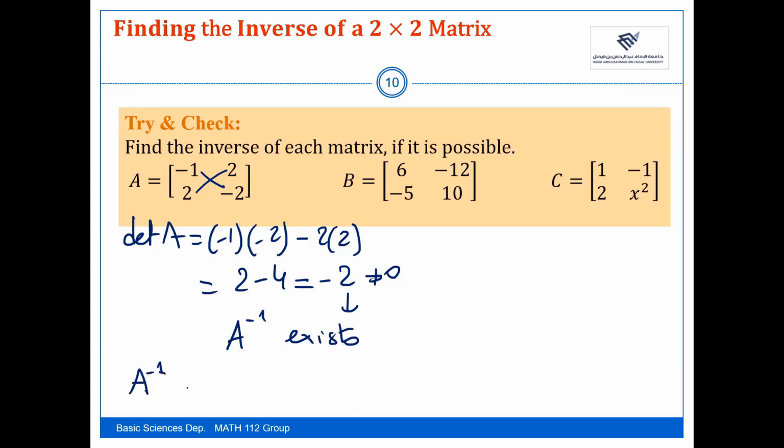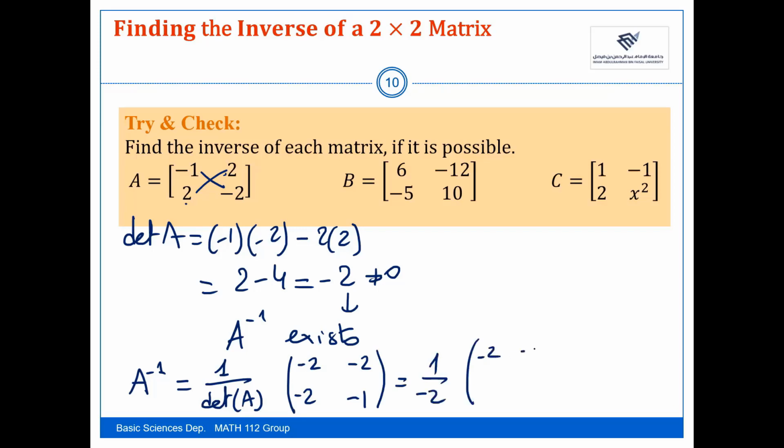it. How? It's 1 over determinant of A, and here we switch the positions, and here we switch the signs. It's 1 over negative 2. Minus 2, minus 2, minus 2, minus 1. We multiply by negative 2, 1, 1, 1. This is the inverse of A.